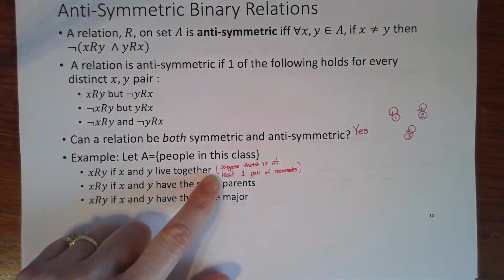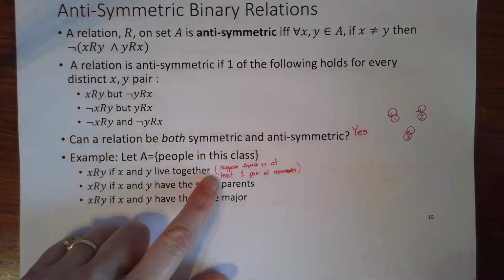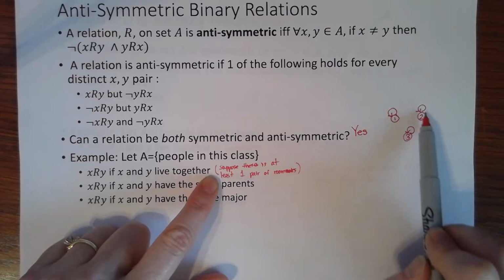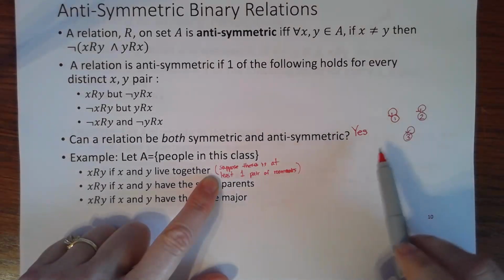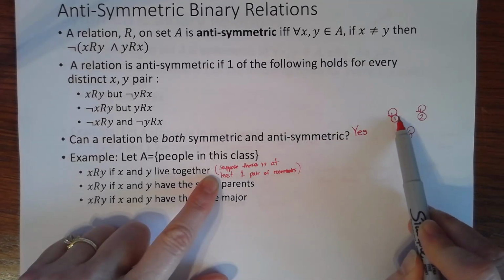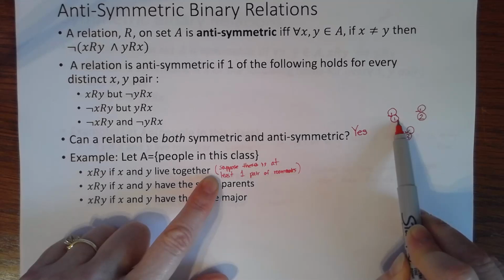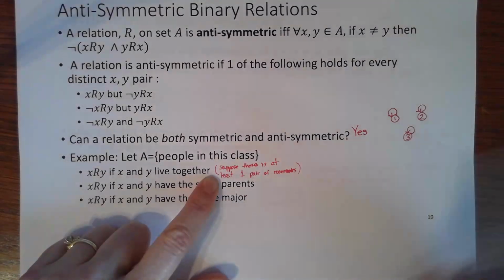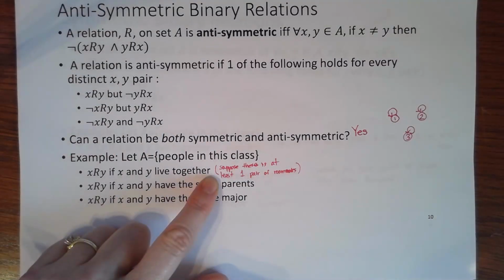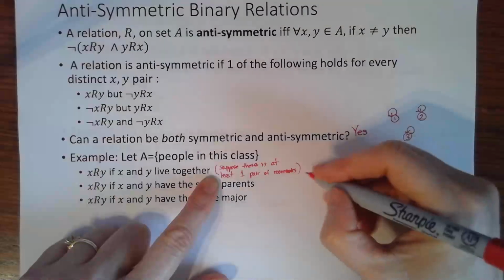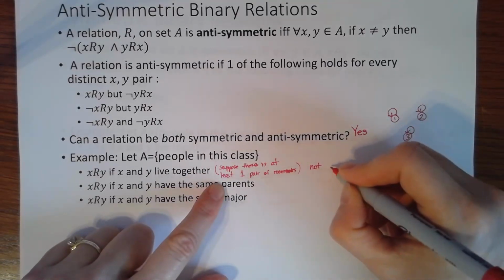Okay, so if we do have at least one pair of roommates, certainly everyone lives with themselves, so we'll have situations like this. But if we have a pair of roommates, student 1 and student 2, we would have student 1 lives with student 2 and student 2 lives with student 1. Definitely symmetric, but as long as we have both of those situations, then it will not be anti-symmetric. So if there is a pair of roommates, then this would be not anti-symmetric.